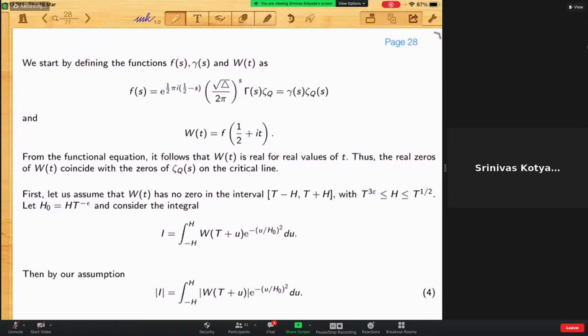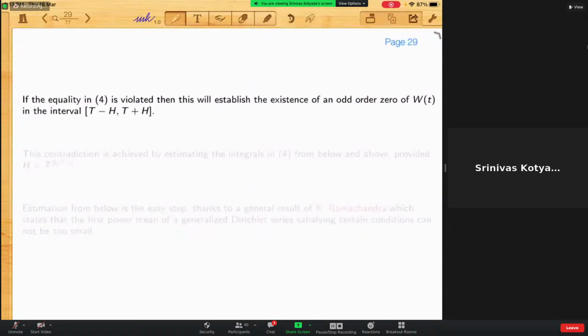All right. Now, by our assumption that W(t) has no zeros in this interval, it follows that the modulus of the integral is the same as the integral of the modulus, because there is no change of sign. And if this equality is violated, then it implies that there is some t in the interval t minus h to t plus h for which the zeta function vanishes. That means there is a zero, an odd order zero.